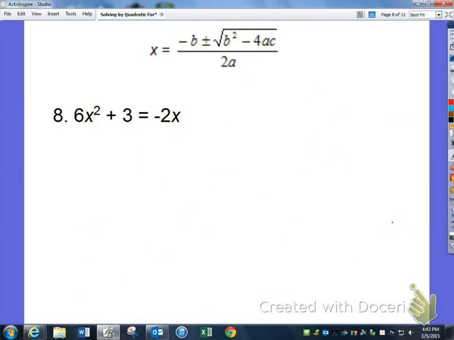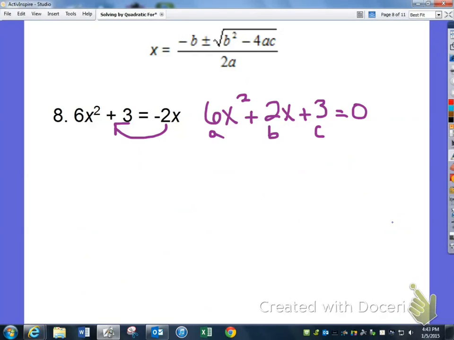Okay, let's just do one more. I think we'll get the idea after we do this last one. Again, you have to make it equal to 0. It has to be ax squared plus bx plus c equals 0. So that -2x needs to be moved over here. When you move it over to the other side, it will become positive. So I'll have 6x squared plus 2x plus 3 equals 0. So there's my a, my b, and my c. Let's plug those into the quadratic formula.